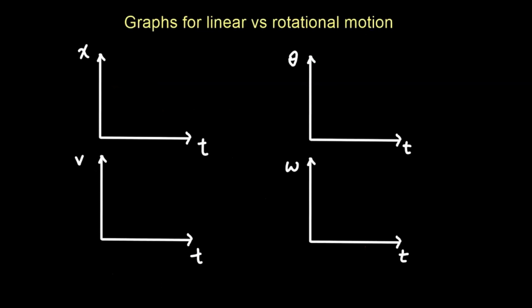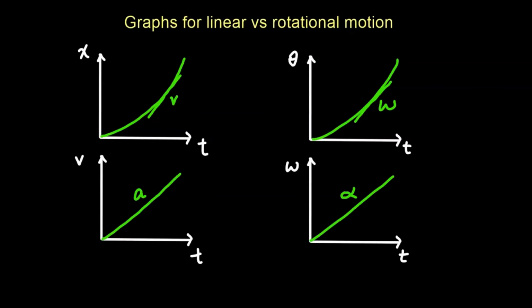So now we're going to compare graphs for linear versus rotational motion. In linear motion, the slope of a position versus time graph represents the velocity. On an angle versus time graph for rotational motion, the slope represents the angular velocity. For a velocity versus time graph in linear motion, the slope represents the acceleration. For rotational motion, on an angular velocity versus time graph, the slope represents the angular acceleration. So by understanding linear motion and how to graph it and what the parts of the graph represent, it really helps you to understand rotational motion.